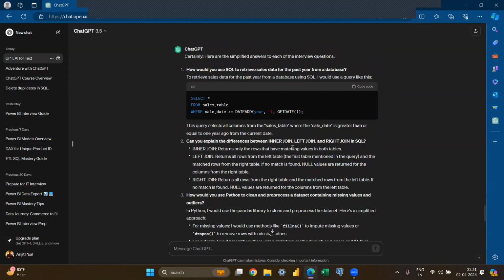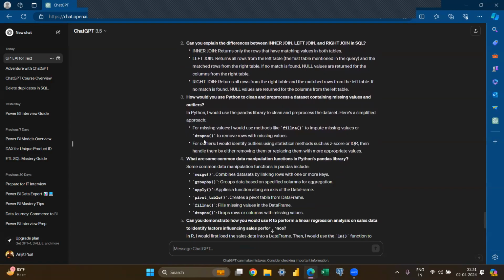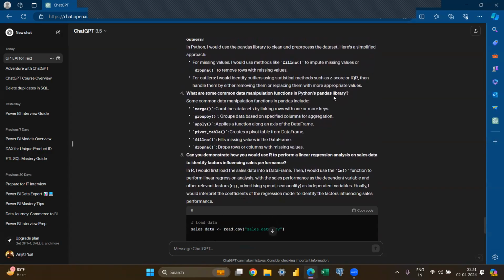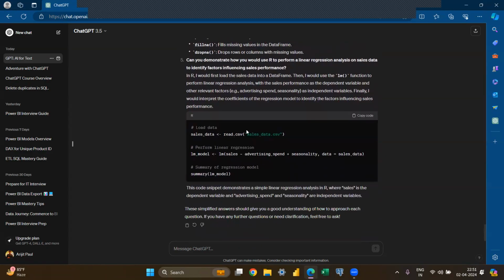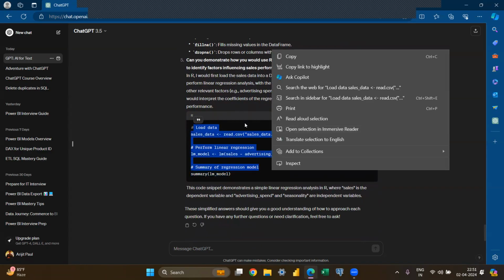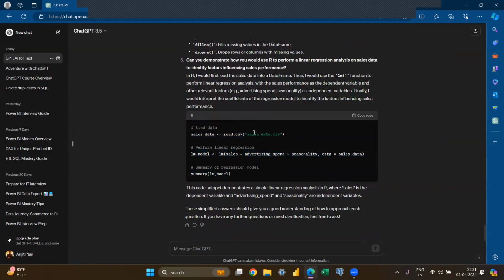So in order to get the best answer, see what we got. Explain the difference between inner join, left join, right join. Inner join returns only the rows that have matching values in both tables. Left join returns all rows from the left table and the matched rows from the right table. Anyway, it gave us certain kinds of questions, also with the answers. So we can prepare for interviews by prompting efficiently. See, it also essentially gives us the code, with the entire comments along with the code itself.